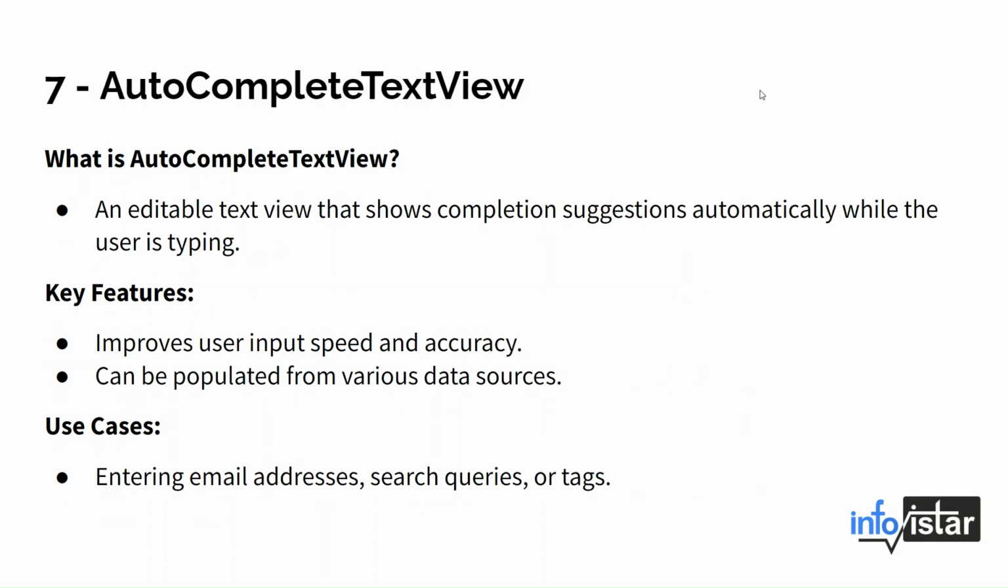Next is autocomplete text view. Autocomplete text view is an editable text view that shows completion suggestions automatically while the user is typing. An example of autocomplete text view is Google's search bar. The key features of autocomplete text view: it improves user speed and accuracy, and it can be populated from various data sources. Use cases: entering an email address, search queries, or tags.